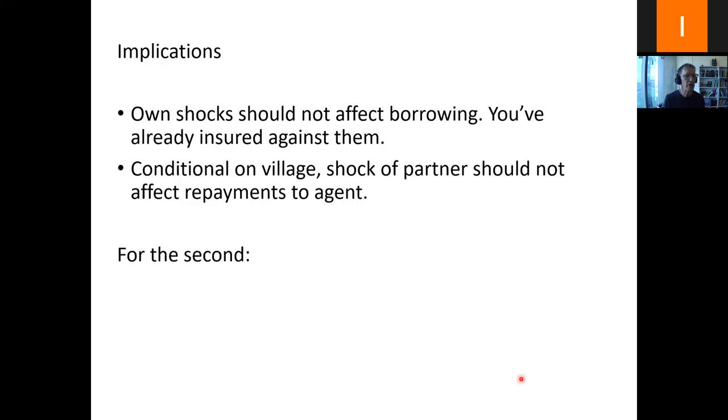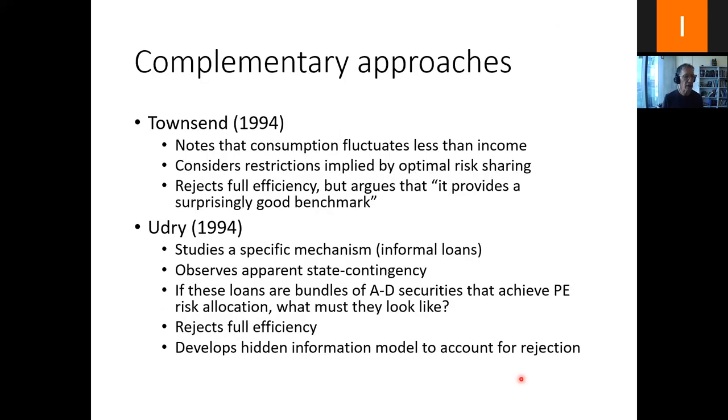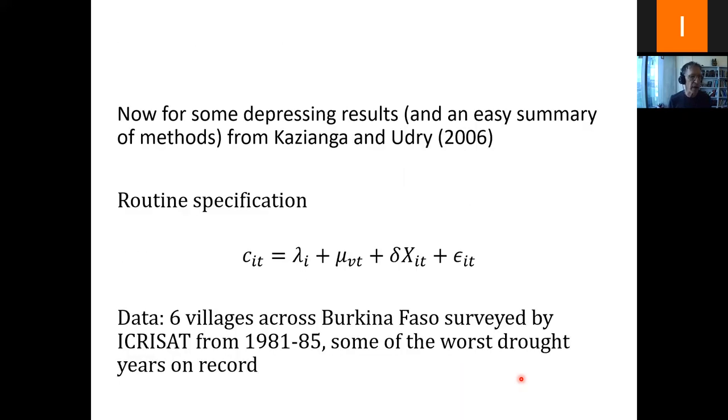Okay. So just like Townsend, I also reject full efficiency. But I found lots of state contingency. I found lots of insurance, but I reject full efficiency. Okay. So there we're able to see the difference between Townsend's results and mine. Mine shows a specific mechanism for trying to smooth risk, but it doesn't completely answer the question of whether Pareto efficiency is achieved through some other mechanism complementary to these loans. Townsend shows that they don't achieve full Pareto efficiency, but it doesn't show the specific mechanism.